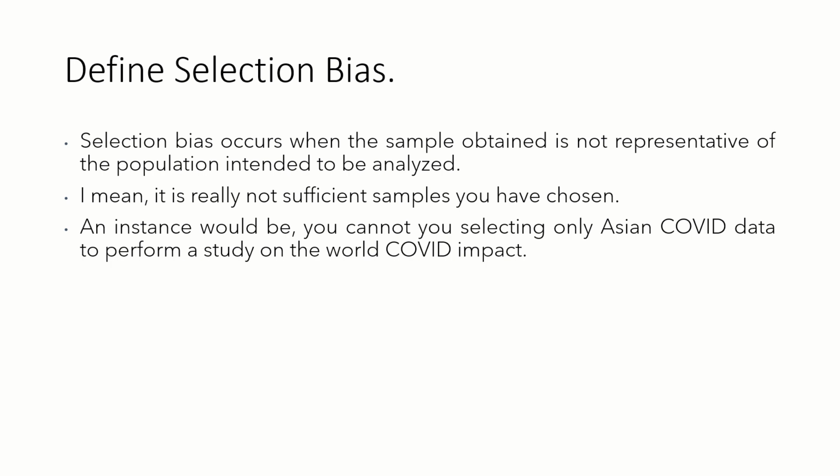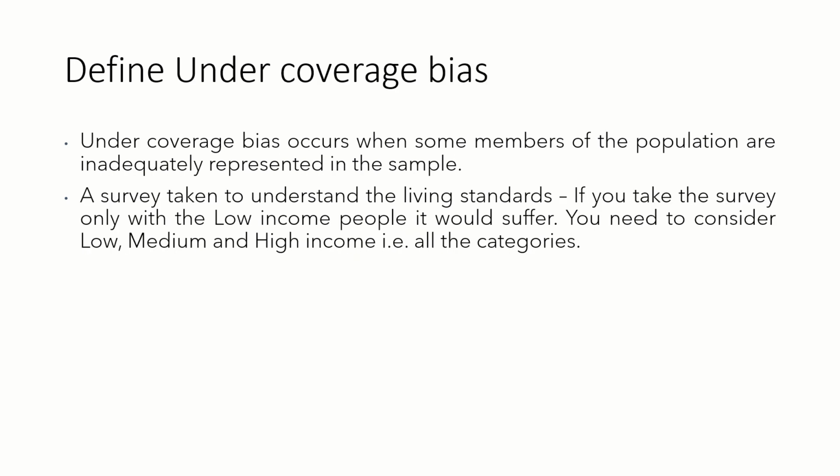Define selection bias. Selection bias occurs only when the sample obtained is not a representative of the population intended to be analyzed. I mean, whatever you have is not sufficient for the task that you have chosen. An instance can be this, very simple. I'm going to select only the Asian COVID data to perform study of world COVID impact. You cannot really get a real good result because you have not taken the complete data that is required for the analysis. So this is called selection bias.